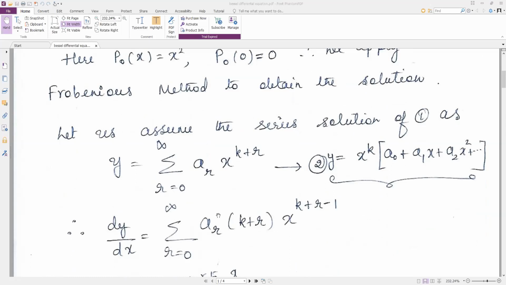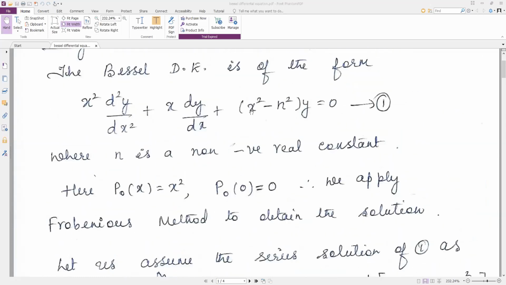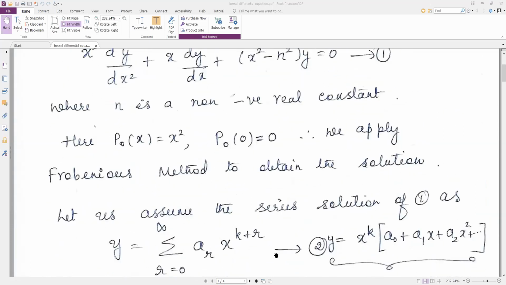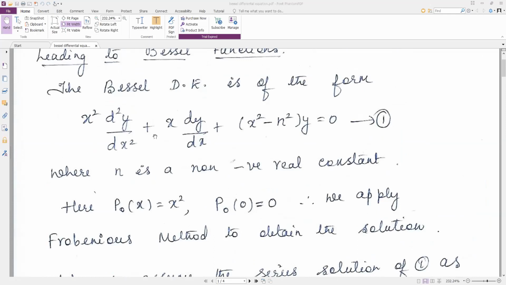Now, since it is a solution, as you know in Legendre also, what did we do? It should satisfy the equation, right? Whenever we assume it is a solution, it should satisfy the equation. That means we need to put y here. Now, when you put y here, no problem. Here we need to differentiate y. Here we need to differentiate 2 times y.